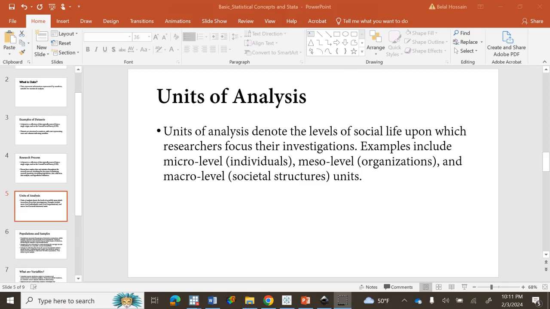So your data could be from different levels. So that level is called the unit of analysis.